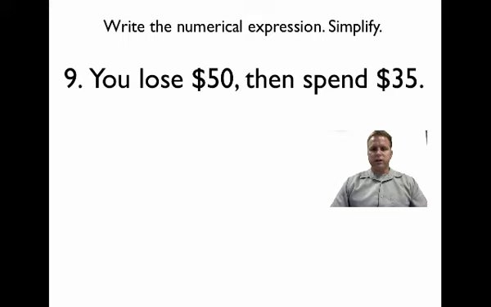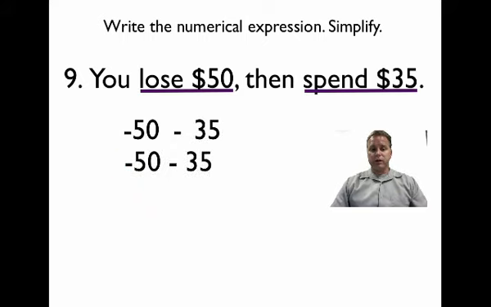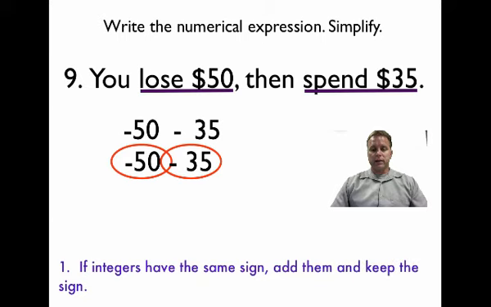You lose $50, then spend $35. Let's start out losing 50. That's a bad thing for most people. So that's a -50. Then you spend 35. While spending money is fun, it's still considered a negative. So that'll be -35. Our signs are the same, so we'll do our 2 red circles for the negative, and we add them together, and we get -85. So you basically lost $85.